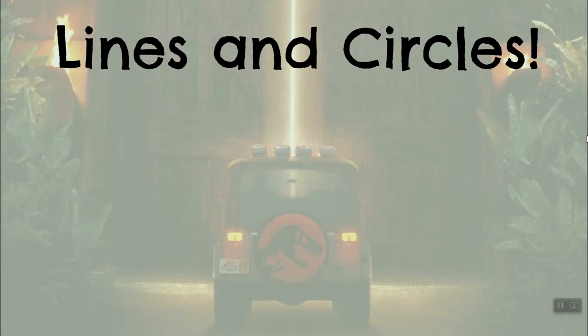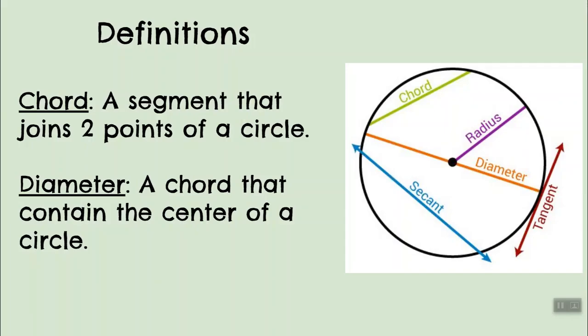In this video, we're going to be talking about lines and circles, basically lines intersecting with circles and how their parts are related to each other. So we're going to jump right into a few definitions. A chord is a segment that joins 2 points of a circle. So we have this point and this point connected by that green chord there.